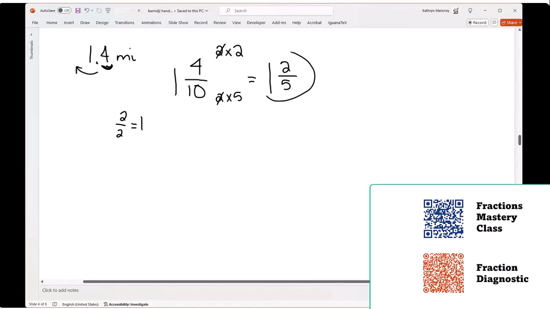So how far did we walk? We walked 1 2/5 miles. Always remember to put your units there. Okay, 1 2/5 miles.